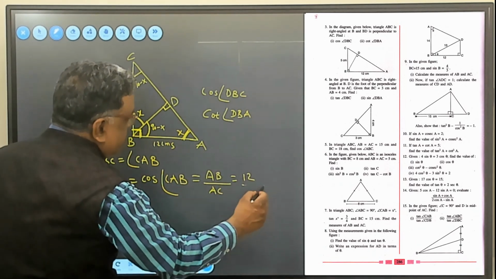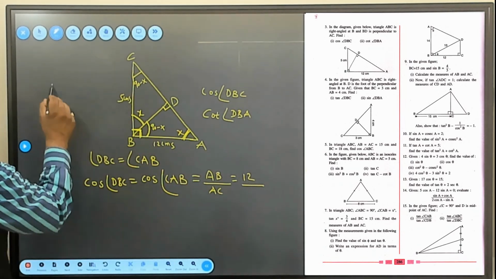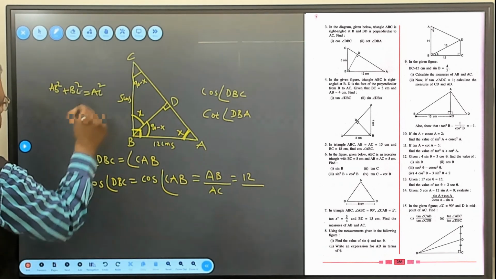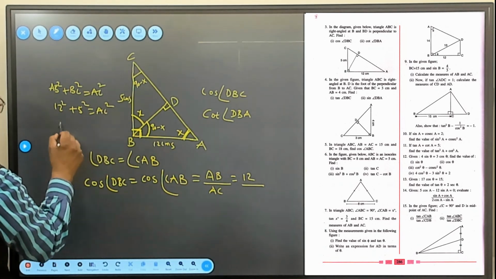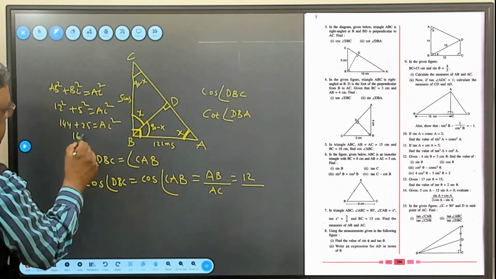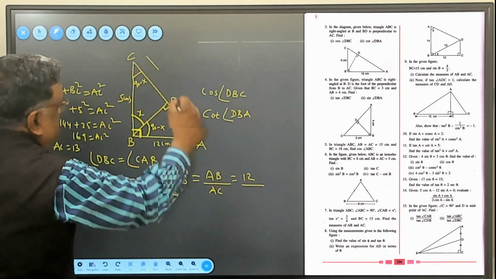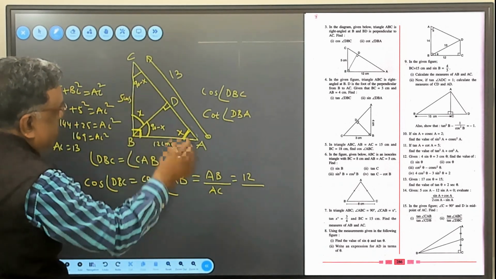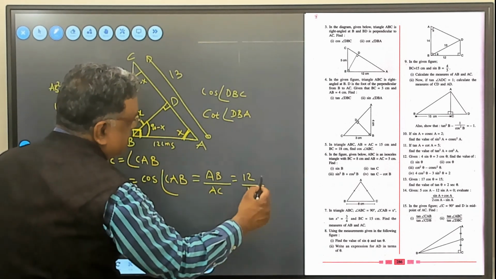AB is 12. I do not know AC, but in triangle ABC I can use Pythagoras theorem, which means AB square plus BC square equals AC square, to find AC. So 12 square plus 5 square is AC square. 144 plus 25 is AC square. So 169 is AC square, which means AC is 13. So I got this value, 13. So now cos of CAB is AB upon AC, 12 upon 13. So this is one answer.